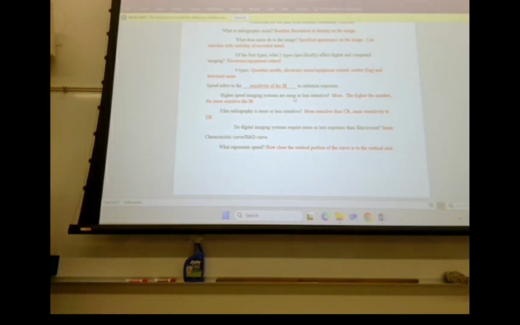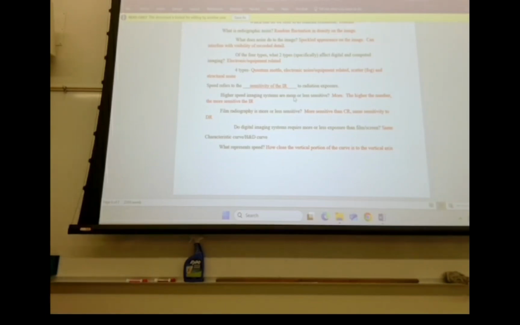What you might see on a test all the way through the registry is that one disadvantage of high-speed image receptors is that it could introduce quantum mottle, right? Because quantum mottle has to do with lack of mAs. The higher the speed of the image receptor goes, the less mAs you need, which could introduce quantum mottle. Okay, so you may see that somewhere.